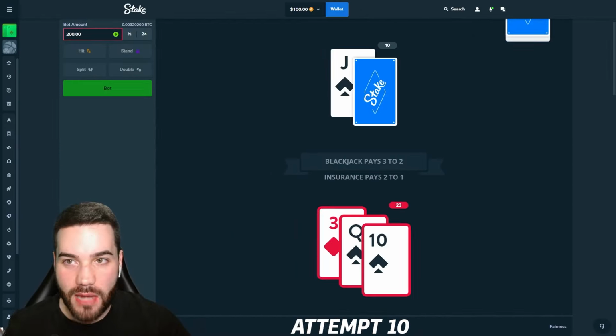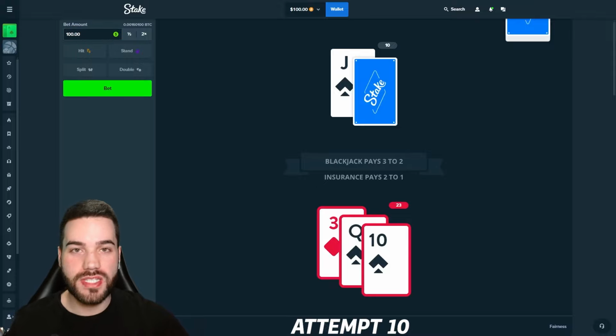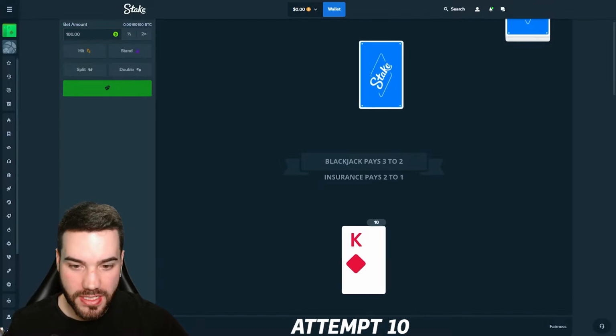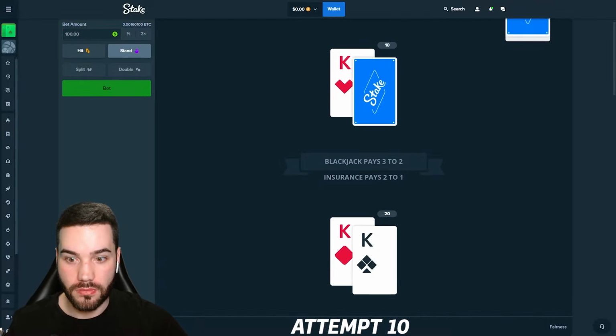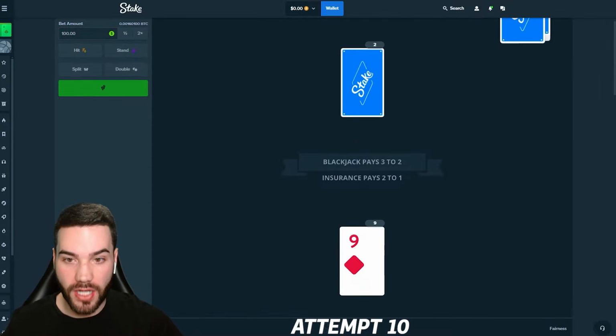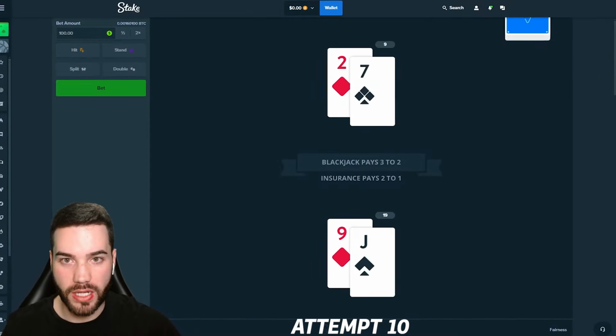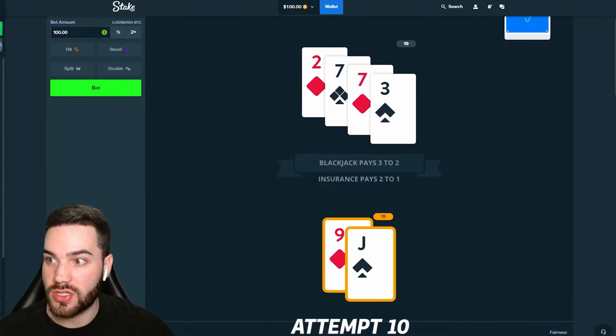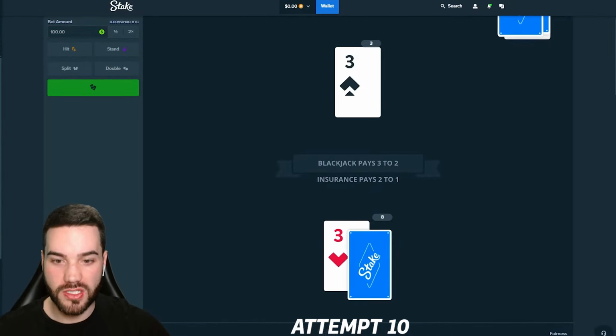The last attempt for the day. $100 in the balance. Last $100 deposit. Here we go. Blackjack, make it easy. 10. 3 of a kind. No, 20. Another push. Oh, my God. 19. Here's a win. There's no way. 21. Another push. What is going on? We have to win this one.